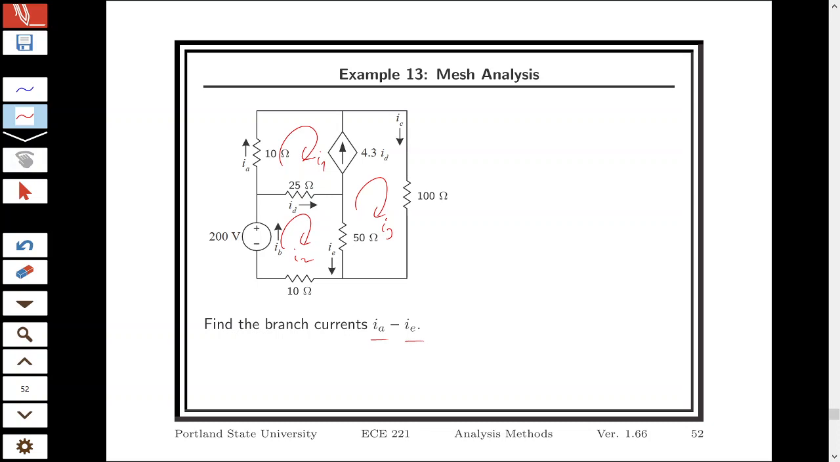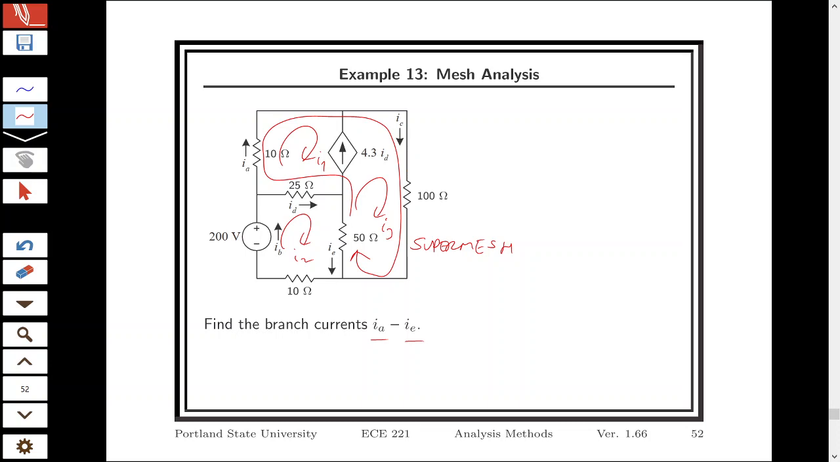There's only a current source here. There's a single current source in the circuit. So this may create a super mesh. So let's see if it's in common between two meshes. Yes, it's in common between mesh 1 and mesh 3. So this means there is a super mesh here. So where is the super mesh? So here is the super mesh. Okay.